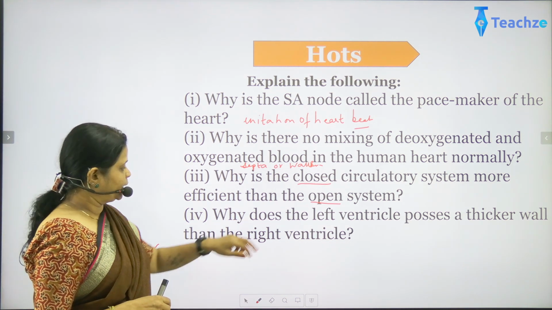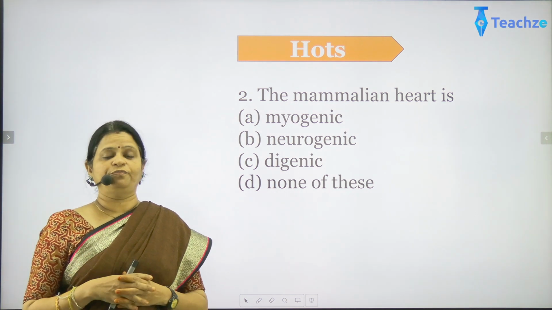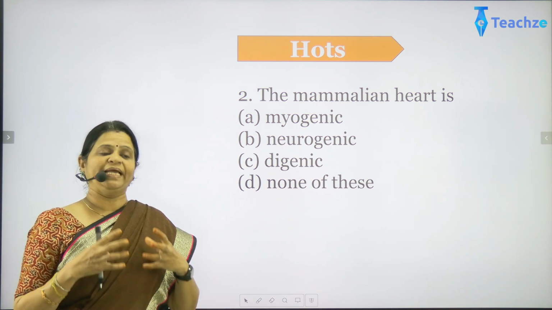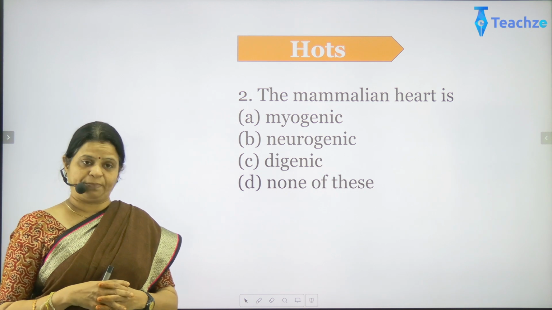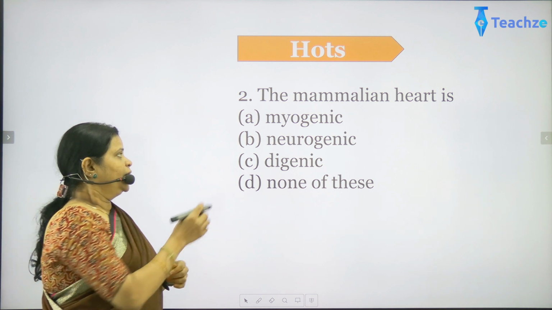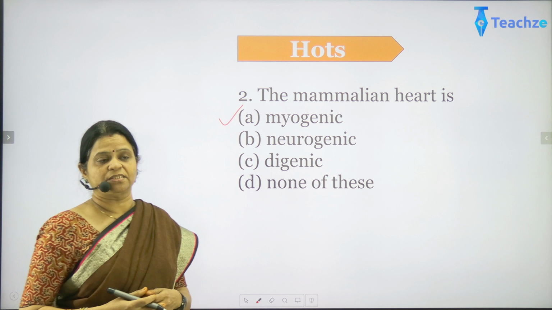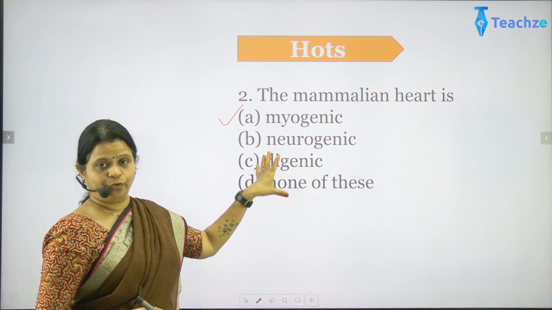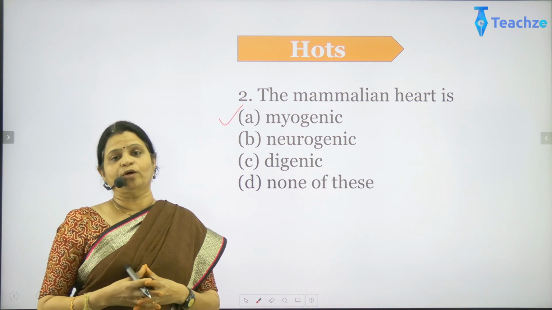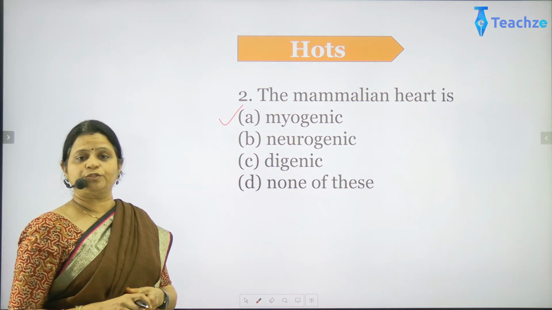Now coming to the next one. The mammalian heart is made of muscles, and the muscles help in initiating the impulses. So we have to understand that the mammalian heart is myogenic in function because it works on the basis of muscles. Neurogenic is in the lower invertebrates, where the heart is controlled by the nervous system. Here it is controlled by the muscles of the heart.